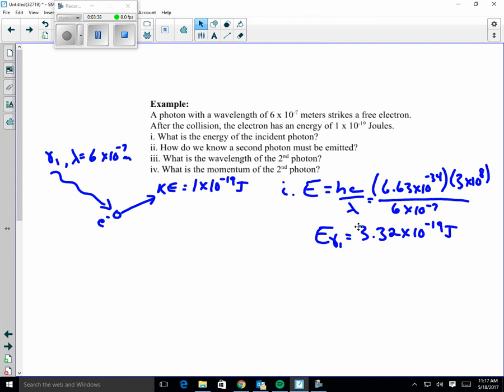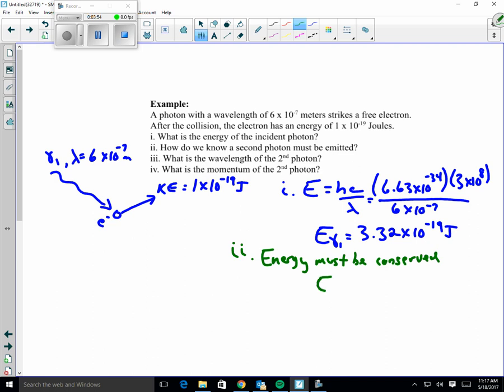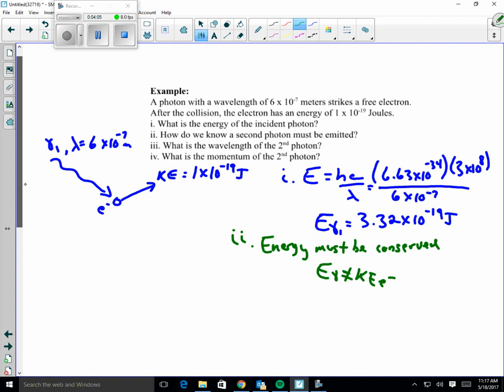Part 2. It says, how do we know a second photon must be emitted? Because energy must be conserved. Right now, the energy of the photon does not equal the kinetic energy of the electron, so there must be other energy around, and it's in the second photon.